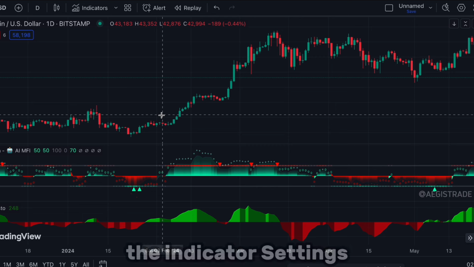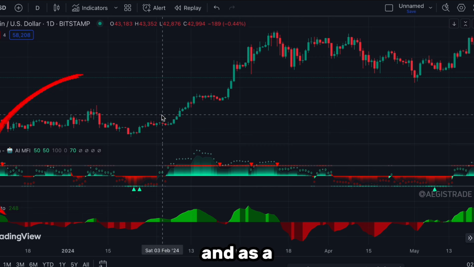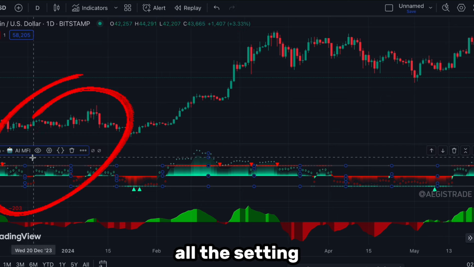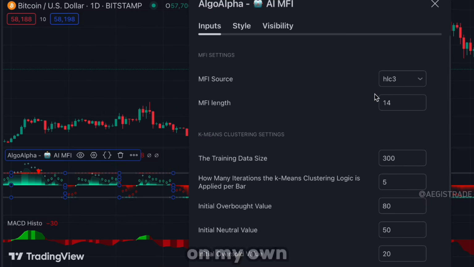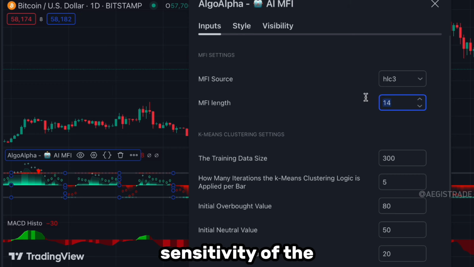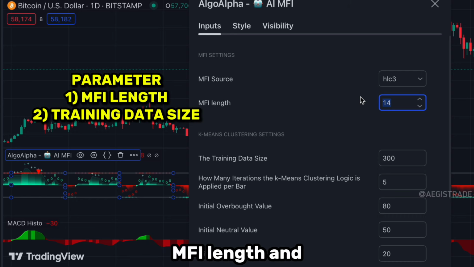Next, open up the Indicator Settings tab. We can change the setting here. And as a remark, all these setting values provided are based on my own trading preference. You can refer to it and plan for your own value, as different values may affect the sensitivity of the indicator. As a result, it will define any signal differently. In the settings, we will be adjusting two different parameters, MFI length and the training data size.